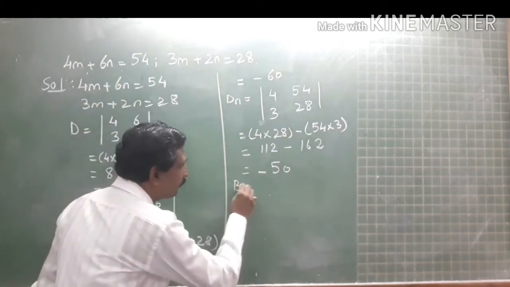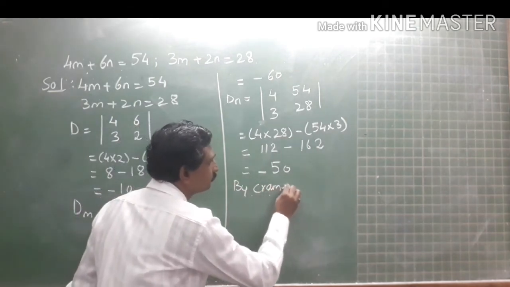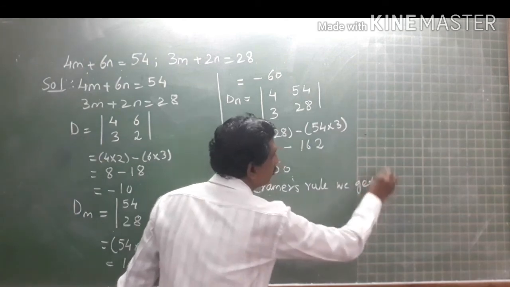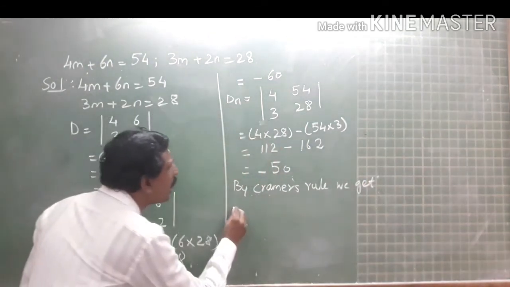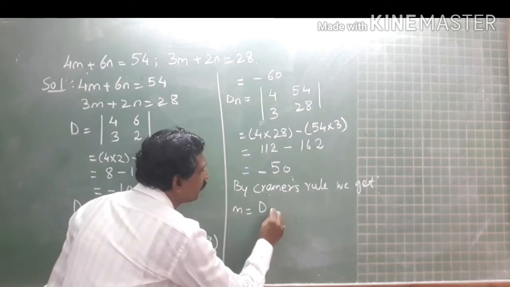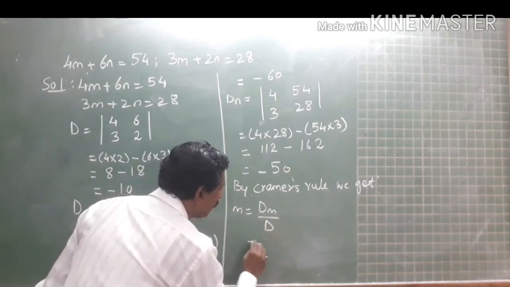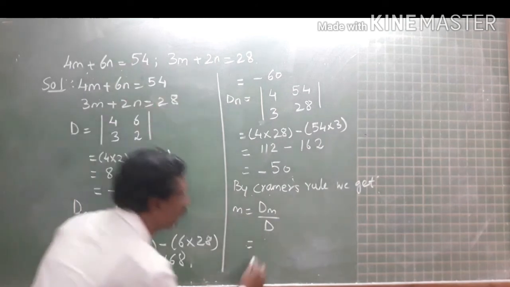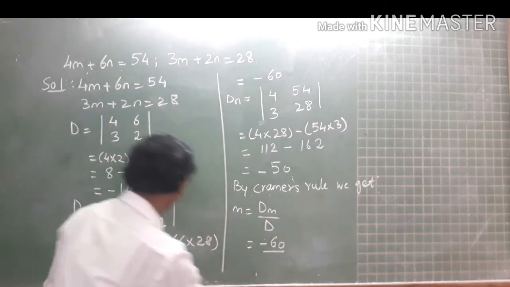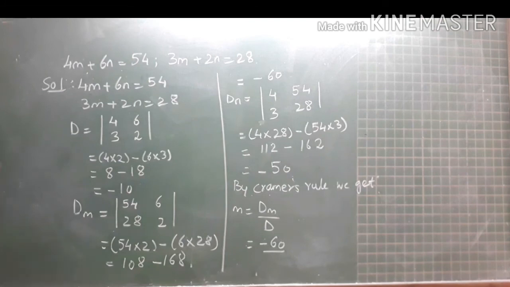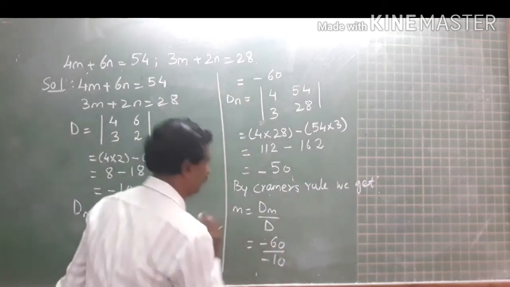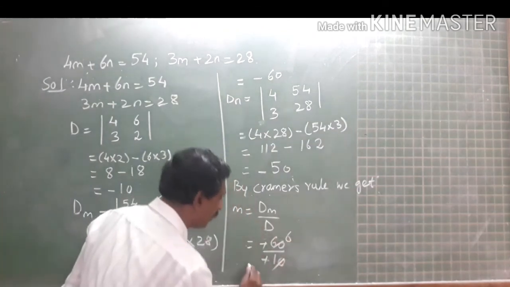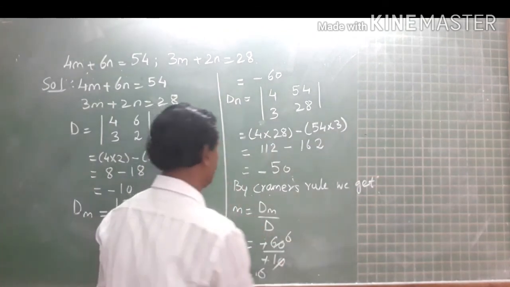Now by Cramer's rule we get m is equal to dm upon d, which is equal to, what is the value of dm? We got minus 60. What is the value of d? We got minus 10. Minus 10 6s up, which is equal to 6.